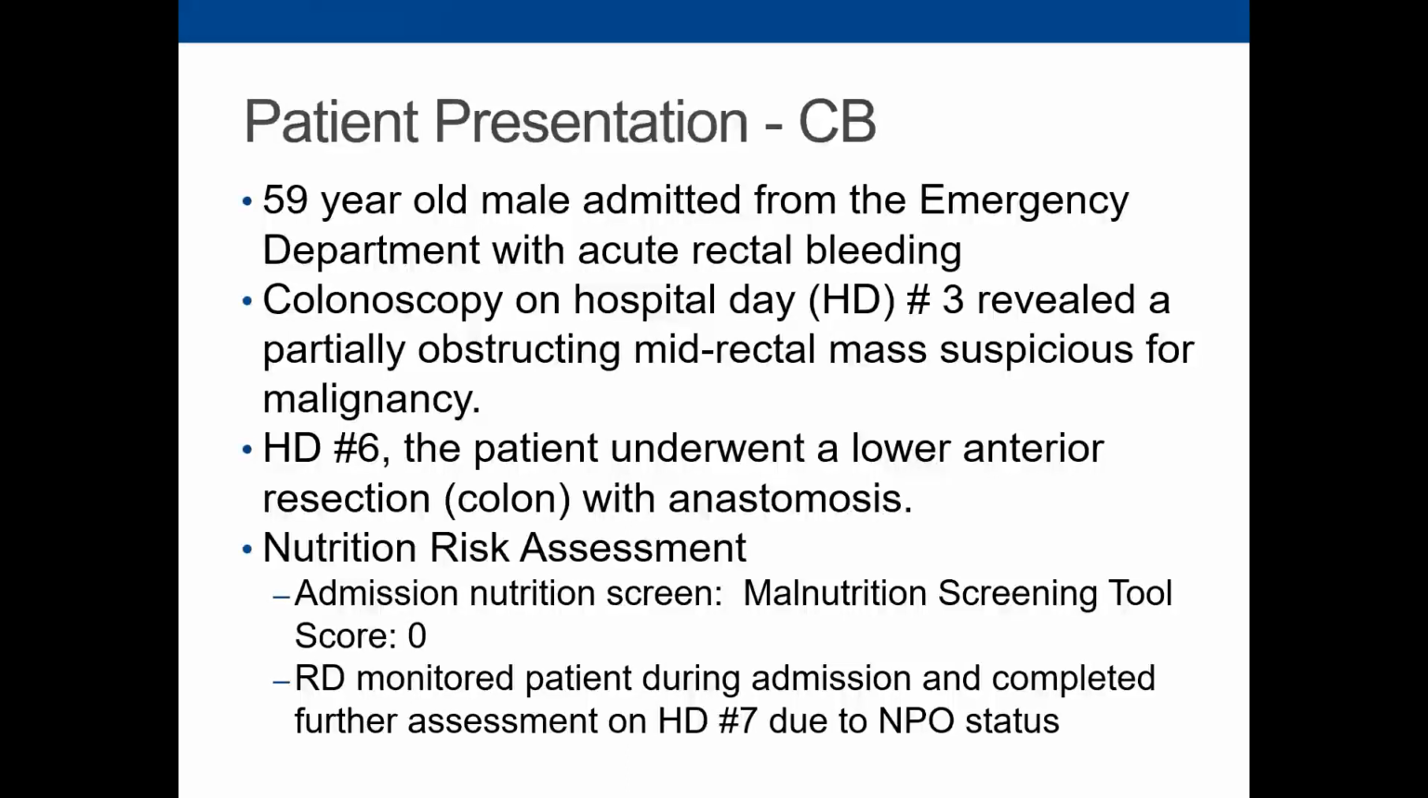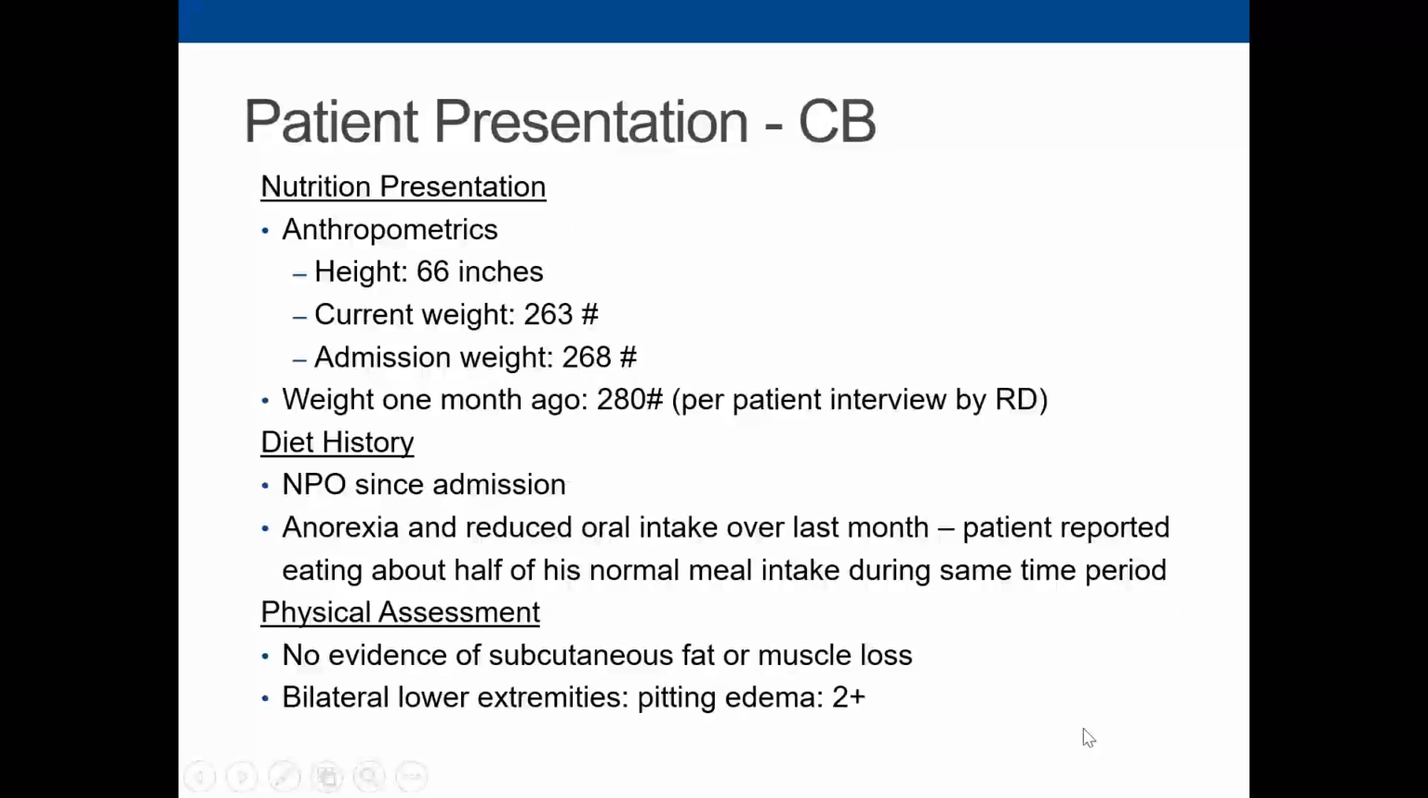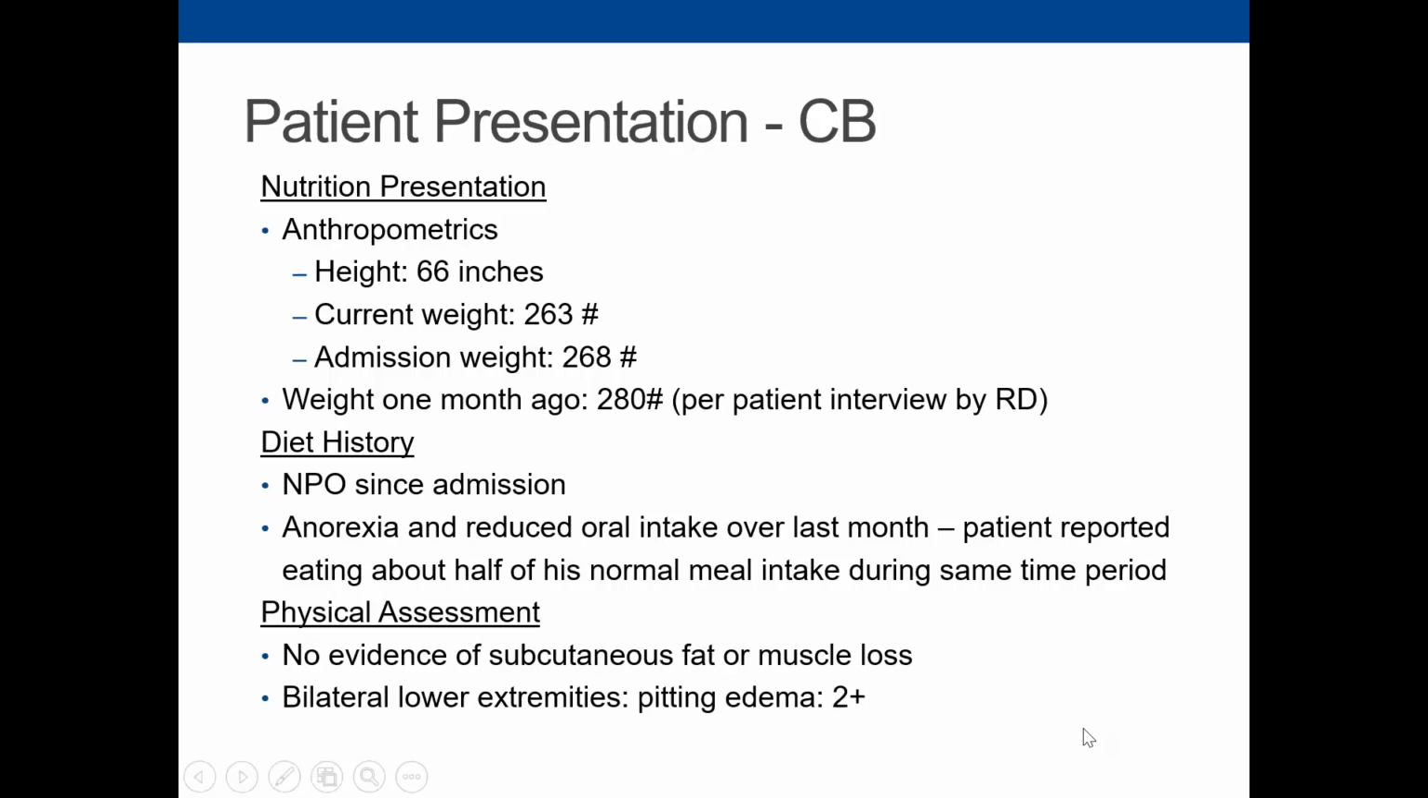So the dietitian did not assess him until he became NPO on his 7th hospital day. At that point, the dietitian on this particular floor did her nutrition assessment, and you can see the anthropometrics. He's 5'6" tall. You can see his current weight, his admission weight, and then his weight 1 month ago. So he had lost a fair amount of weight in that period of time. He was NPO since admission, so this was day 7 of his hospital course.